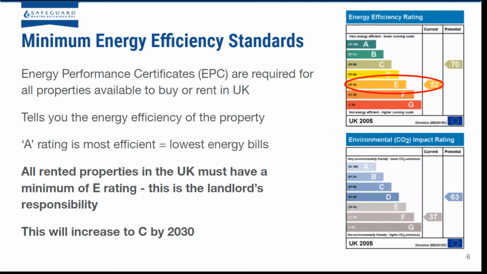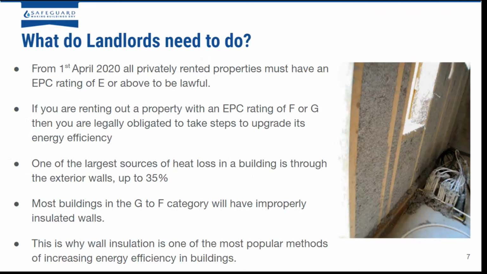An A rating is the most efficient, which will have the lowest energy bills. So all privately rented properties in the UK must now have a minimum rating of E, and this is the landlord's responsibility, and this will increase to C grade by 2030.